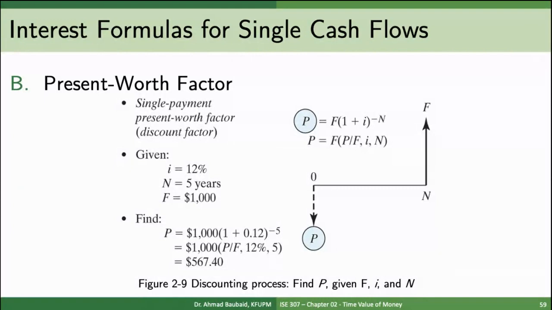The opposite is going to be the present worth factor, and so this is going to be P given F. You want to find the present worth of something given a future amount. This is the single payment present worth factor, sometimes called the discount factor. It's the same sort of thing, it's just backwards. And you can also find it in a table.